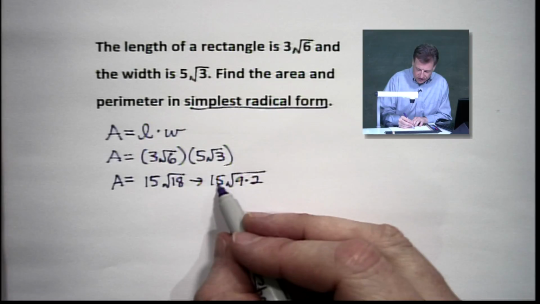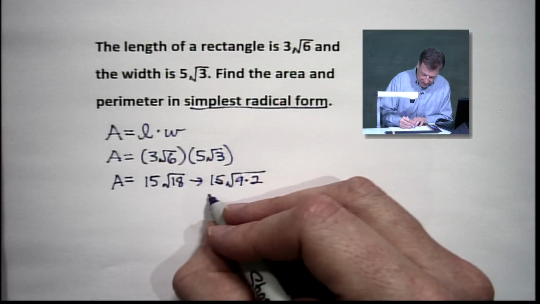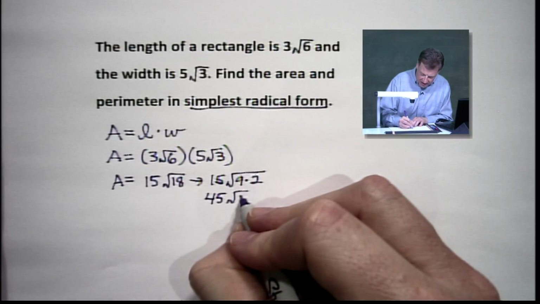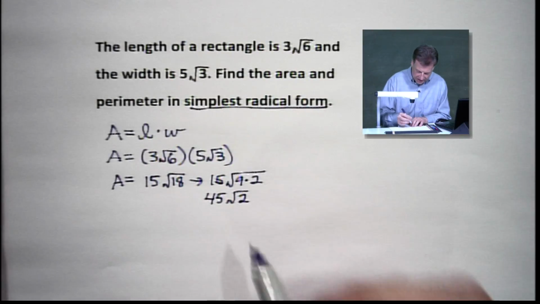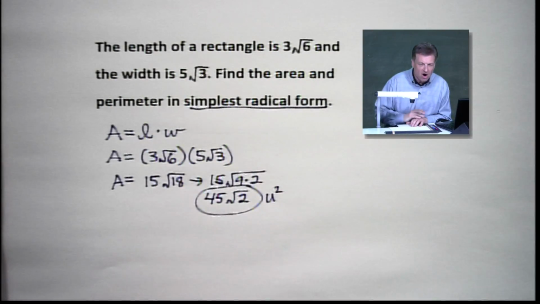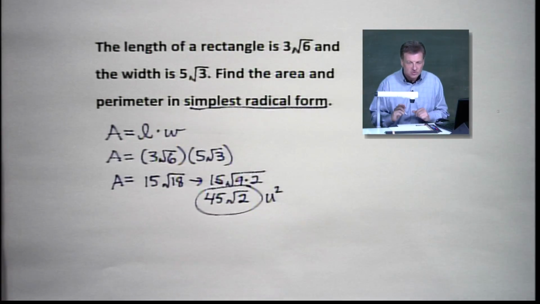Now, what are we going to do with that 3? We're going to multiply it in with that 15. That's going to give us 45, and we will have a square root of 2 left over. Now, remember, that is whatever our units squared are, whether feet squared or miles or millimeters, centimeters, all sorts of good things.